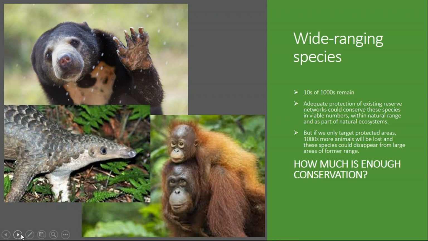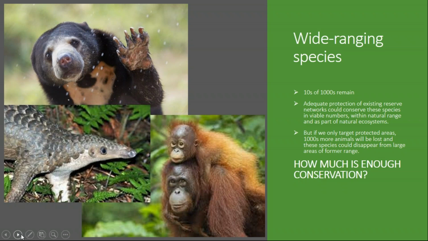But what we would see is a gradual erosion of the species range. We would see it contract to those protected areas. We would see thousands of animals still lost, and we would see the species disappear from large areas of its former range. So it's important to think about how much conservation is enough.